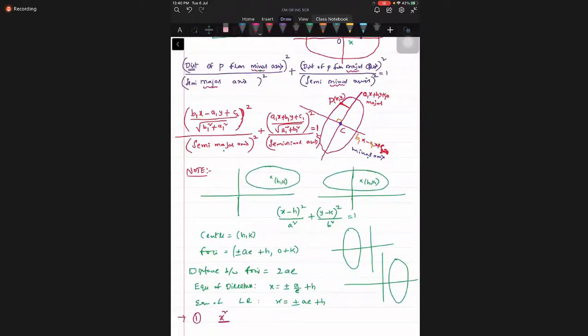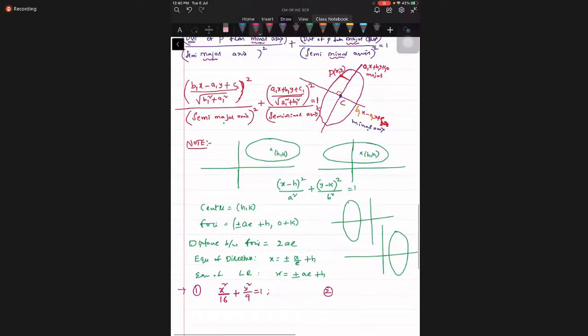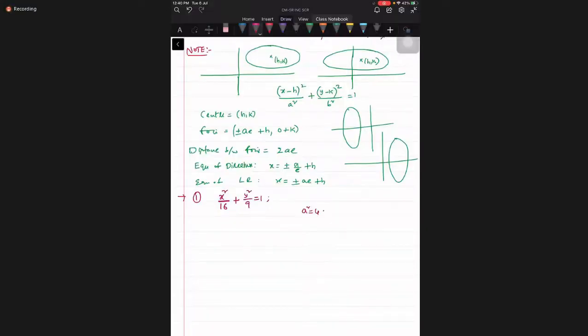Can anybody tell? What is A and what is B? A squared is 16 and B squared is 9. So here A is greater than B. Since the center is at the origin, it is an ellipse like this. Right? Okay, do you have clarity now?